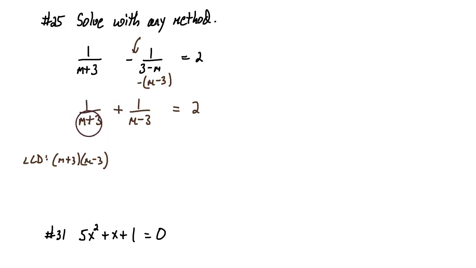To change this first fraction into the fraction with the LCD, we need to multiply top and bottom by the m minus 3. Because the denominator already has the m plus 3. Over here, to take this fraction and make it have the LCD, we need to times top and bottom by m plus 3. Because its denominator already had the m minus 3 part.